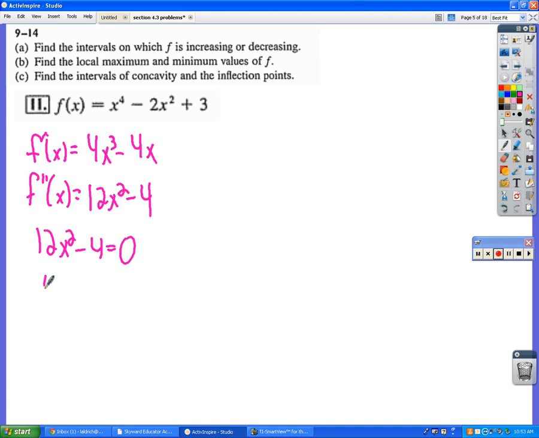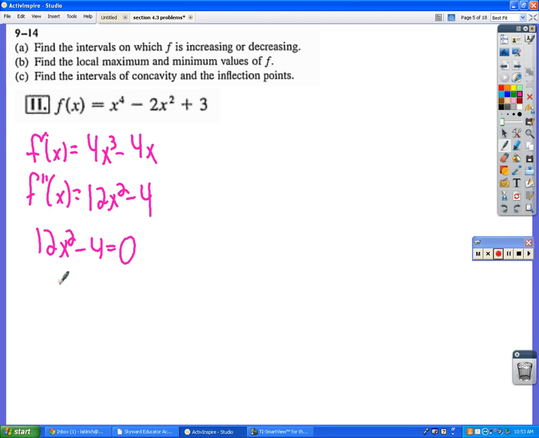Factor out a 4. Okay, so if we factor out a 4, you kind of want to factor out a 4. Why would you not? Then you get minus 1. Okay, we'll get the same answer, but I'm just going to do it this way.